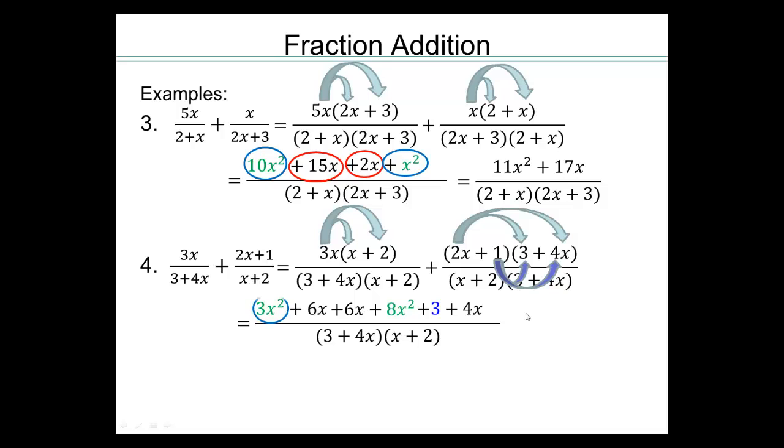Add like terms. So here we go. 3x squared and 8x squared will give you the 11x squared. Add all the remaining like terms and see what you get. So what are the next like terms? You have 6x plus 6x, which is the 12x, plus an additional 4x, which will give you 16x, right? 12 plus 4 is the 16x. And then the plus 3, there is no other like term to add with the plus 3, so it will be plus 3. So that would be your final answer.